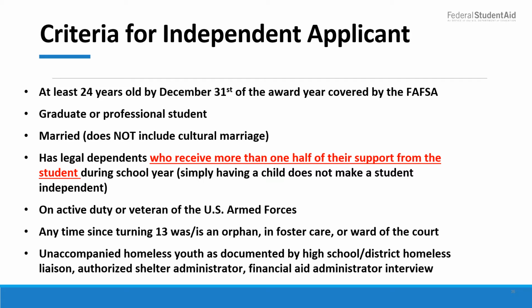So what does it take to be an independent student? The student must be at least 24 years old, be a graduate or professional student, be married, have legal dependents who receive more than half of their support from the student, be active duty military, or be an orphan or ward of the court since turning 13. So it doesn't matter where the student is claimed on taxes, where they live, or if they're actually being supported by parents. If they are single, under the age of 24, without dependents of their own, not a veteran, they do have to use parents' information.